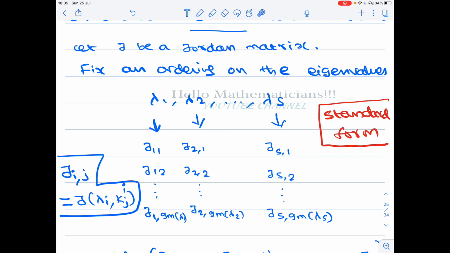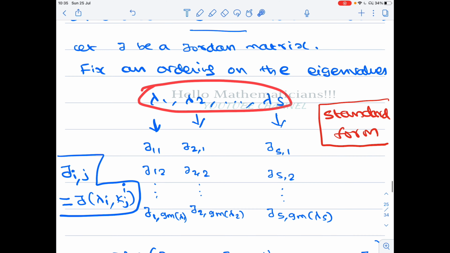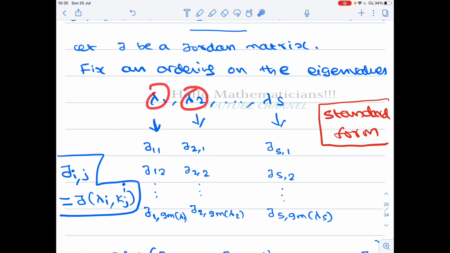First you define an order on the eigenvalues. If you have a Jordan matrix, suppose lambda 1, lambda 2, ..., lambda s are the eigenvalues. You assume that this is the first eigenvalue, this is the second eigenvalue, and this is the s-th eigenvalue. These are all distinct eigenvalues. Now for each eigenvalue, you will have some number of blocks in the Jordan matrix J.